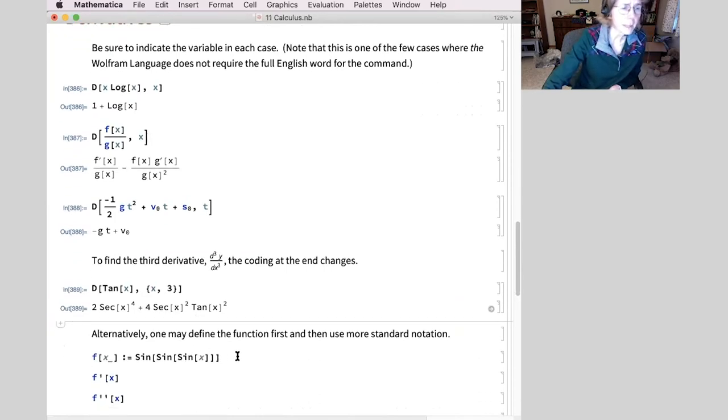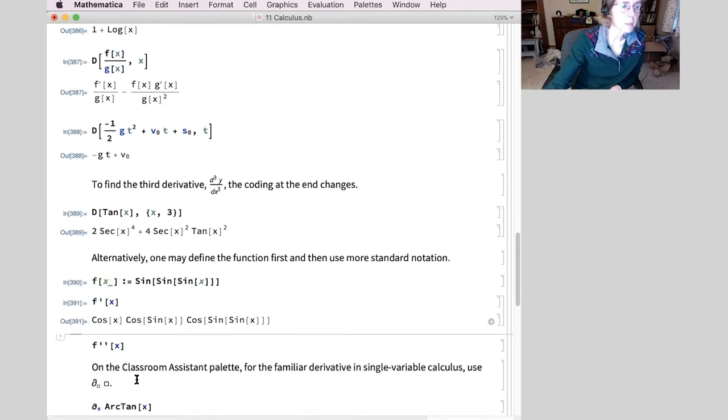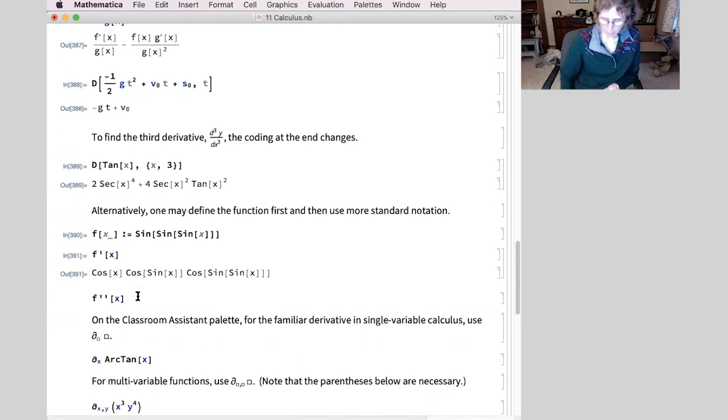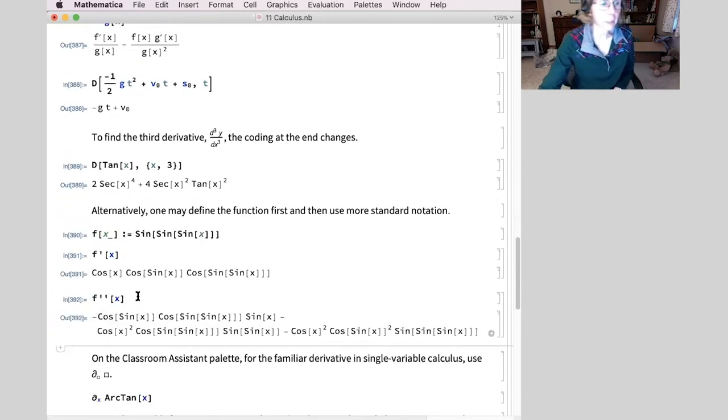Now, on the other hand, cute little function, sine of x. Input that, f prime of x gives me the derivative, and f double prime, second derivative, and I can continue as I wish.